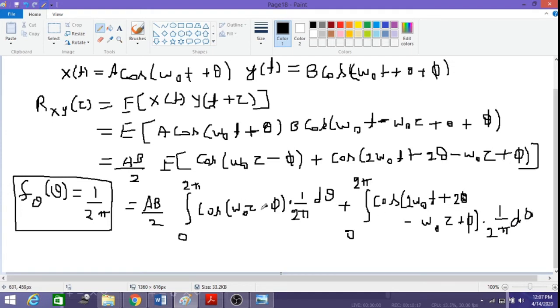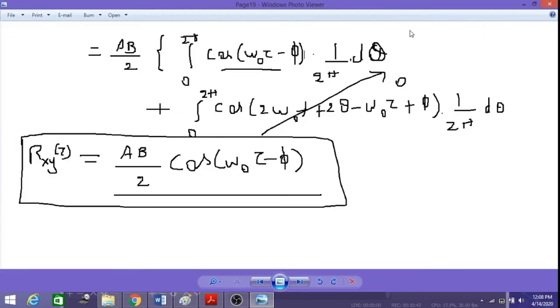So here there is no theta term, so this has become a constant, whereas here there is a theta term, that is 2 theta. When we integrate this, we will get a sine term, and when we substitute the limits, sine 0 and sine 2 pi, it will be 0. So ultimately this term will result in 0. So we have only this term, and we are integrating with respect to d theta. Finally we will get only ab by 2 into cos of omega naught tau minus phi. So this is what we will get here.